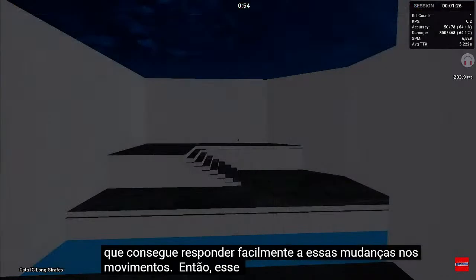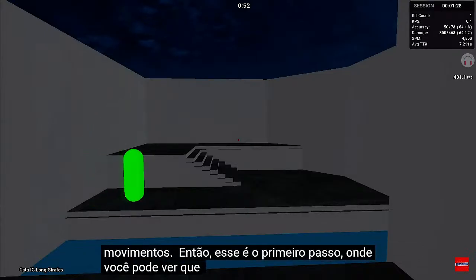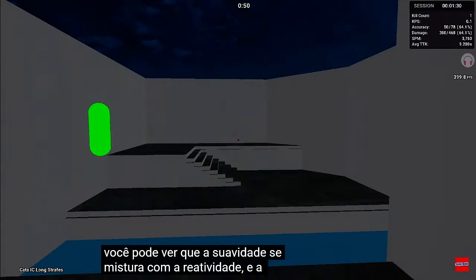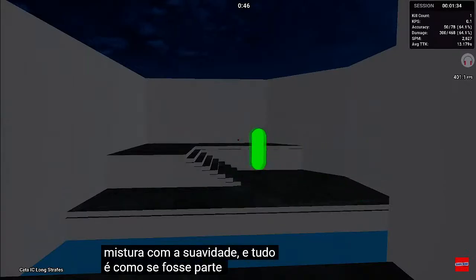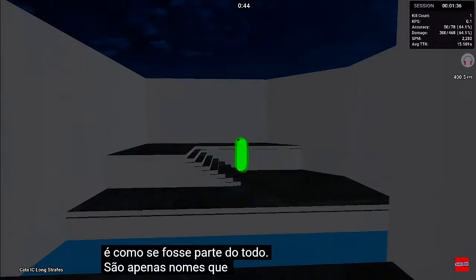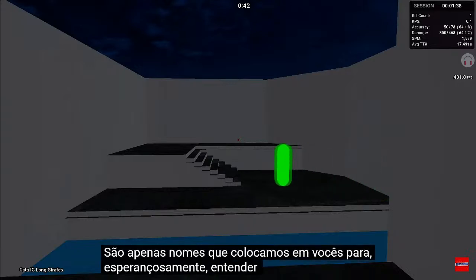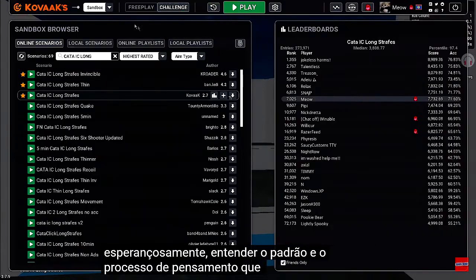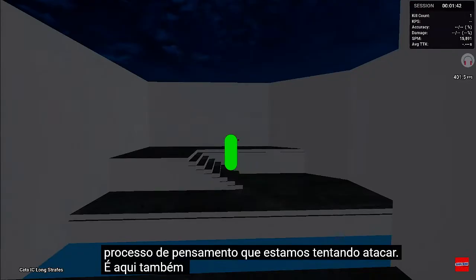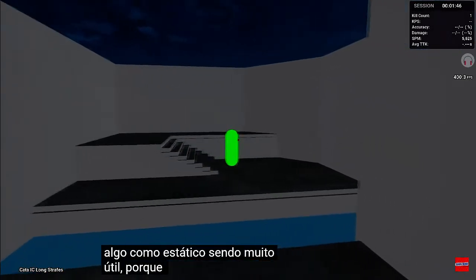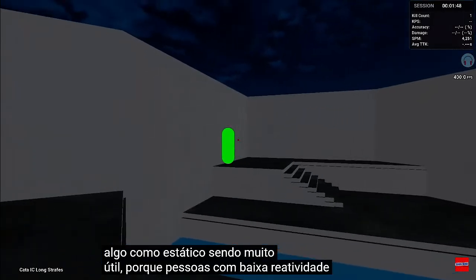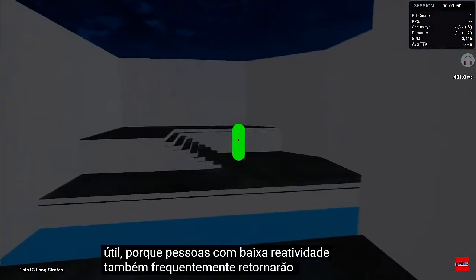So this is a first step where you can see that smoothness sort of blends into reactive and reactive sort of blends into smoothness, and everything is sort of a part of the whole thing. It's just names we've put on it for you guys to hopefully understand the pattern and the thought process we're trying to attack. This is also where you can consider something like static being highly useful, because a person with poor reactive will also often flick back to the target.